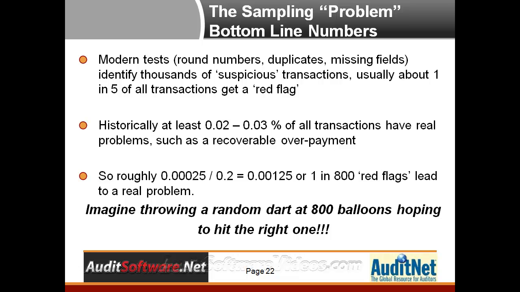But as an auditor, you just don't have the time to look at all of this stuff and look at it across all of these reports. And just doing some simple math here, you can figure out that you pretty much are throwing a random dart at 800 balloons, hoping to hit the right balloon out of all of them. And in a lot of cases, you don't even know which one is the right one. You're just throwing it out there and hoping to hit one. And again, that's almost an impossible feat.